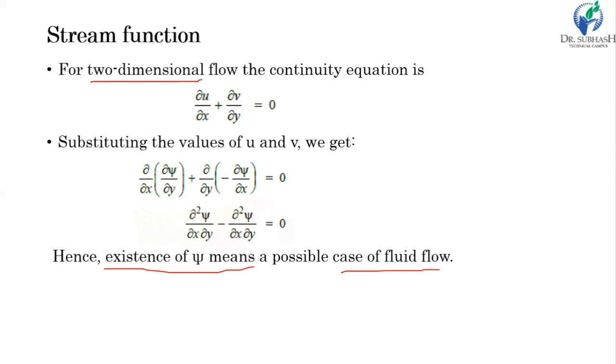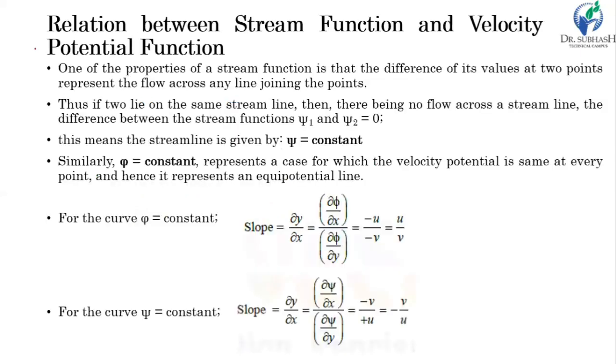Let's see now the relation between stream function and velocity potential function. One of the properties of the stream function is that the difference of its values at 2 points represents the flow across any line joining the points.